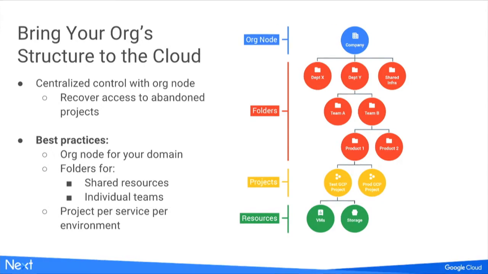The best practices here are first, use the org node for centralized control, map your company's domain to your organization node, and then create folders for divisions or teams, projects for each service, for each environment. So you have one project for a team's dev environment, test environment, and prod environment. That way you can give stricter control over that prod environment while allowing developers more freedom in dev and in test.